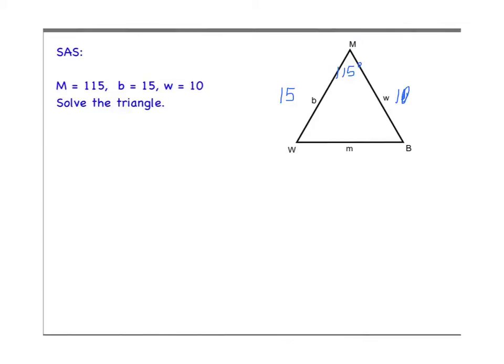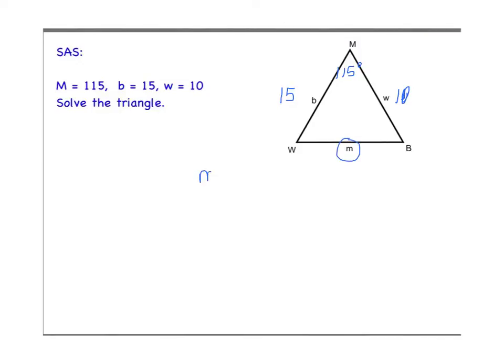10 and 15. Alright, so once again, we cannot use the law of sines because the law of sines would mean that I need to know what M is, or I would need to know one of the two angles, and I don't. So in order to find one of those things so that I can use the law of sines, I'm going to set up the law of cosines. And since I already have an angle, I'm going to set this up for m.